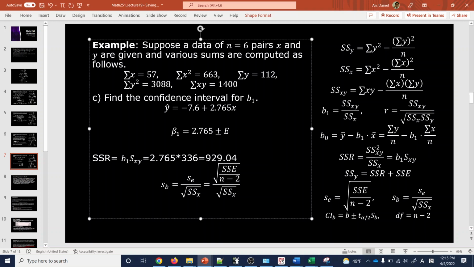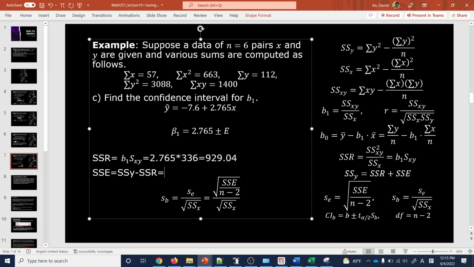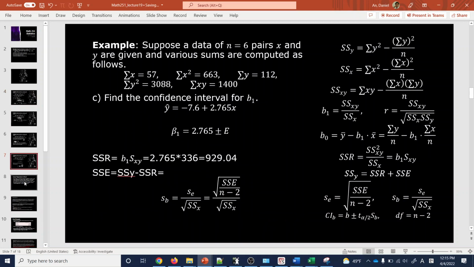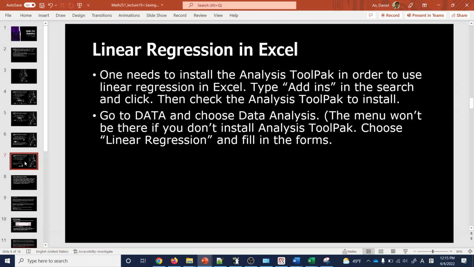And then you have to find out SSE, which is SSY minus SSR. But we also have SSY somewhere here, right? SSY is 997.33. Where is it?